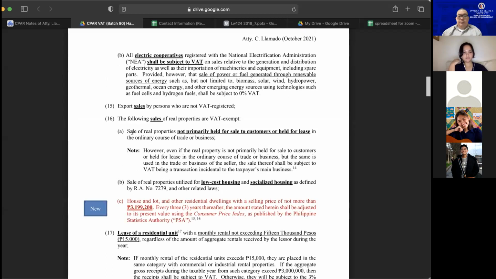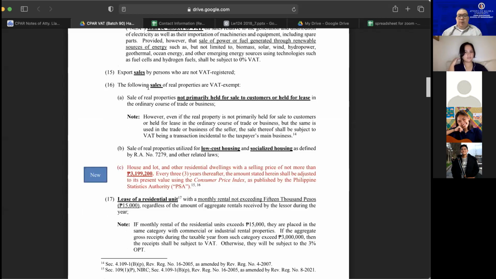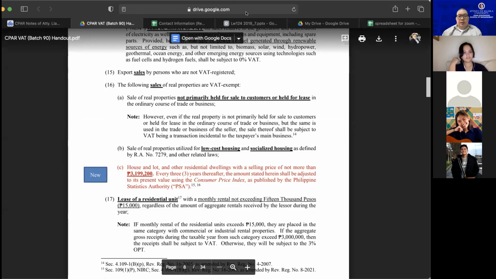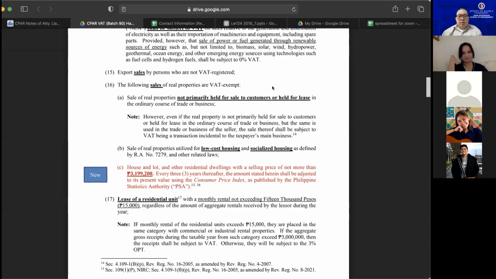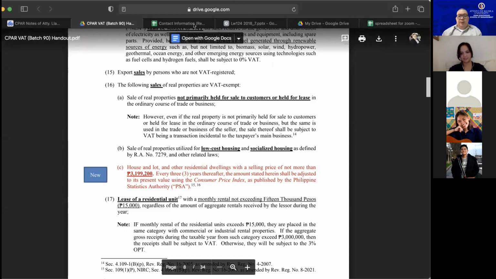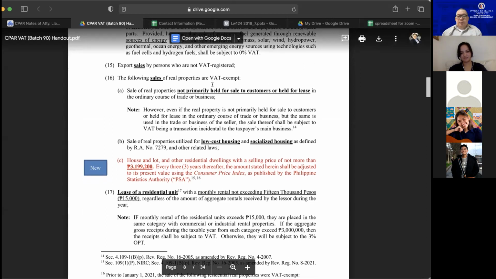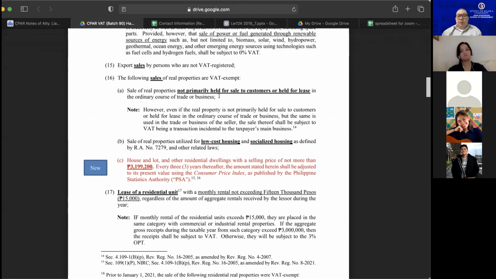Now, the following properties, this is a bit tricky. Wait, I'll check the chat. Yeah, if you just collected it, there's no cost. So you have no input VAT to speak of. Then that's where I will check whether you were correct or wrong.